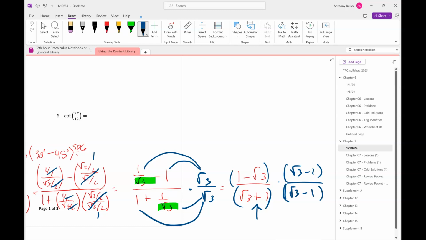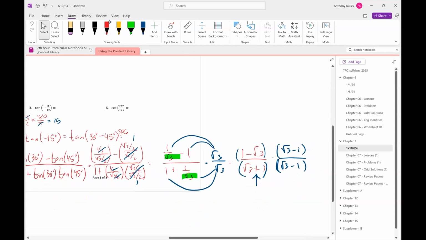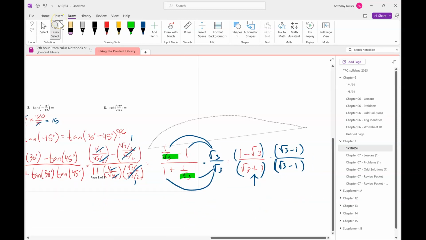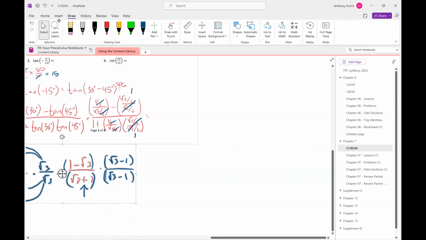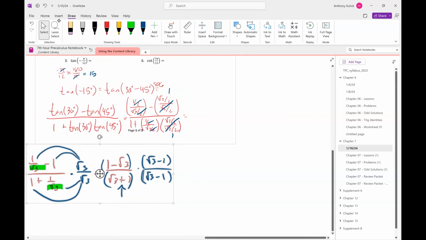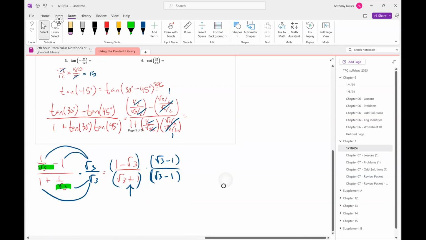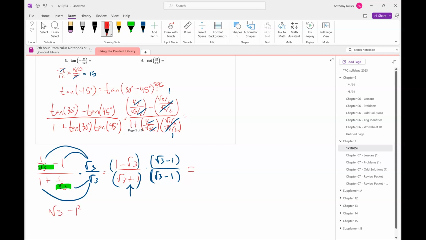So I'll multiply that to the top and bottom. Now, I have to FOIL this out. So the numerator, I get root 3 minus 1 squared minus root 3 squared plus root 3.